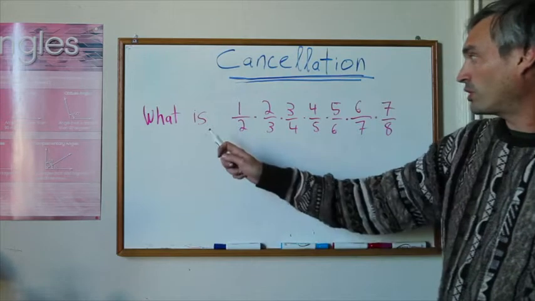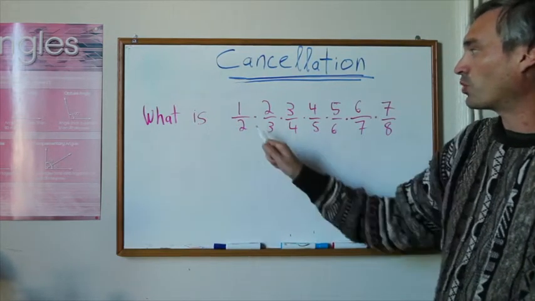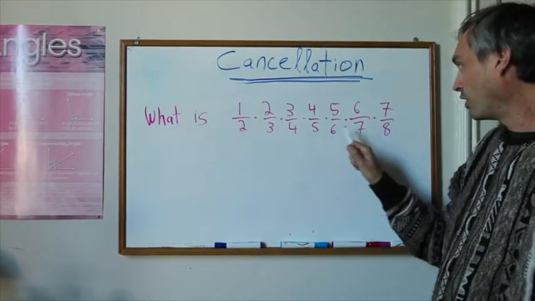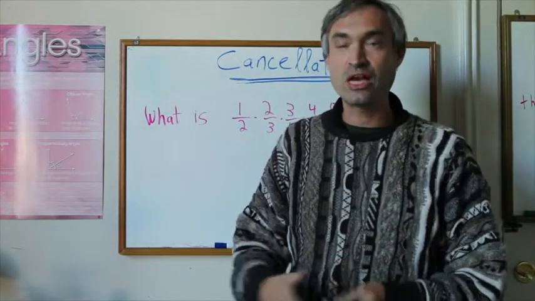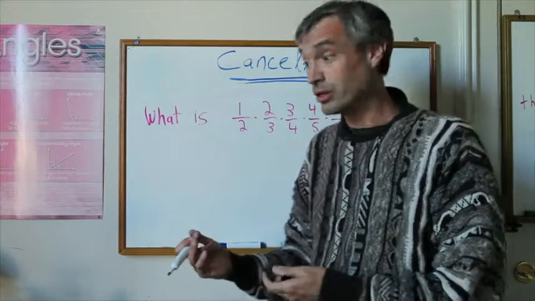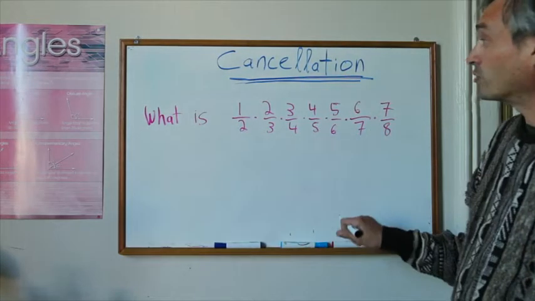Suppose they ask, what is the product of these fractions? 1/2 times 2/3, all the way up to 7/8. I know many of you are thinking, can't I just type it in my calculator? And you could, but there's a faster way.